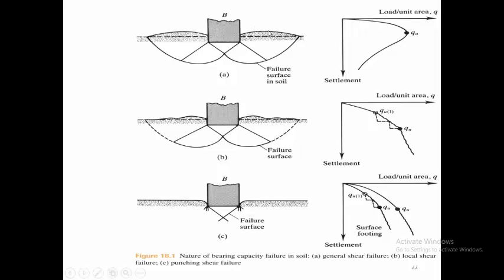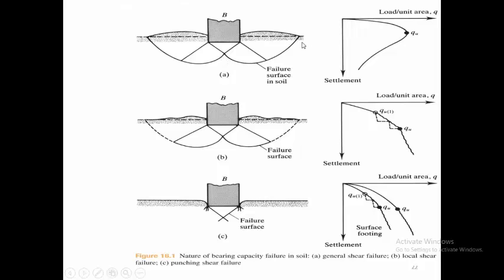Heaving at the ground surface accompanied by tilting of the footing. Okay? Meaning it can be moved here or here. It occurs in soil of low compressibility such as dense sand or stiff clay. So here, the general shear failure occurs when the soil has low compressibility, and also if this one is on top of a dense sand or stiff clay.